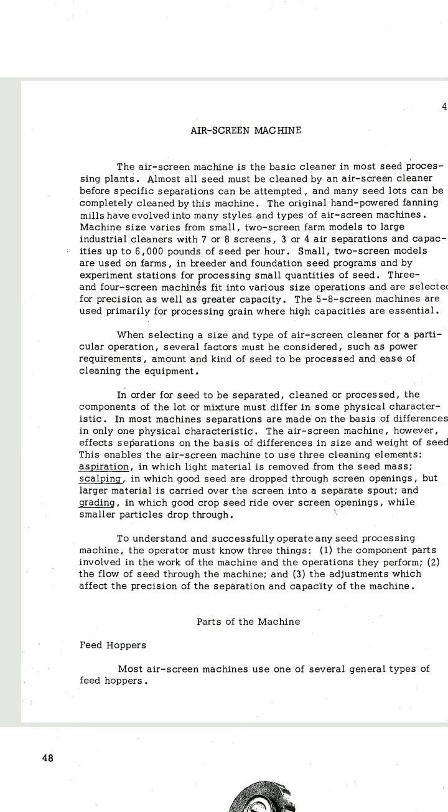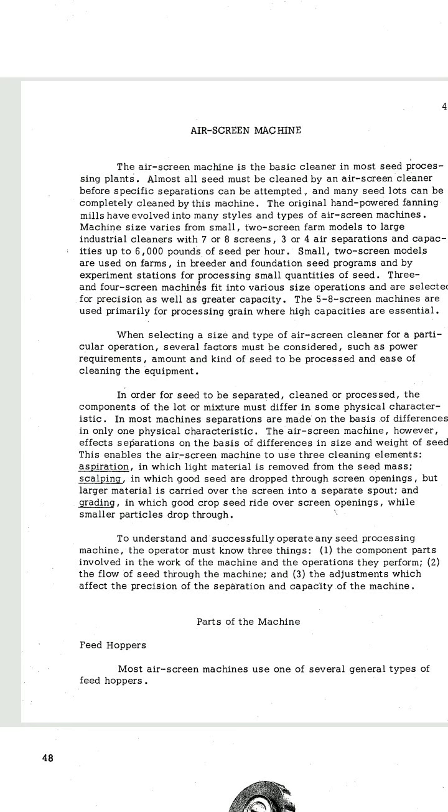Generally in seed processing industries, for high capacities, 5 to 8 screen machines are used, primarily for processing of grain. When selecting a size and type of air screen cleaner for a particular operation, several factors must be considered, such as power requirements, amount and kind of seed to be processed, and ease of cleaning the equipment.